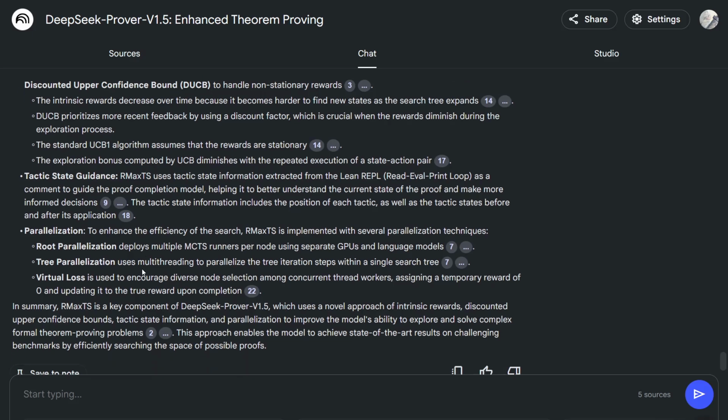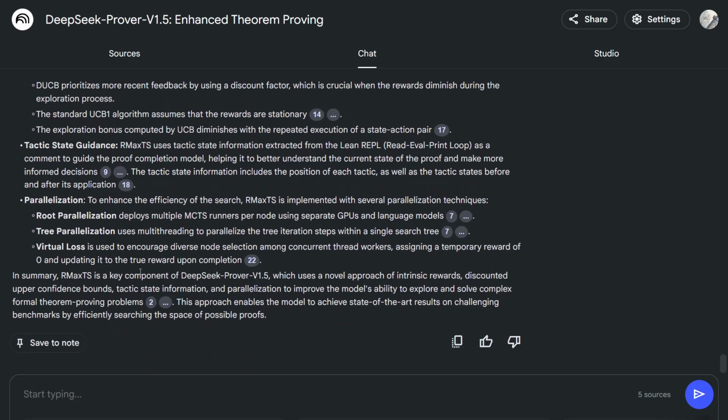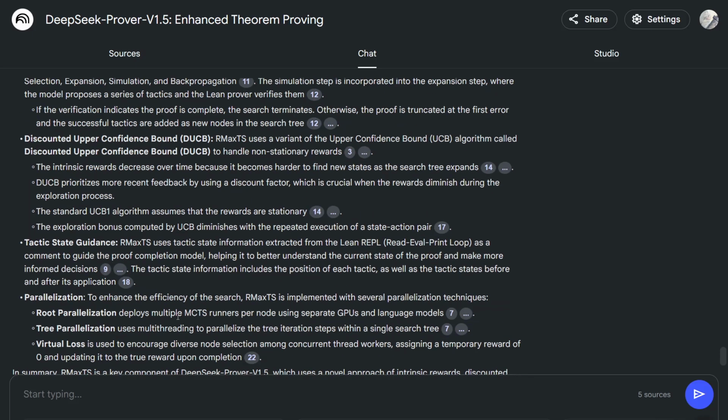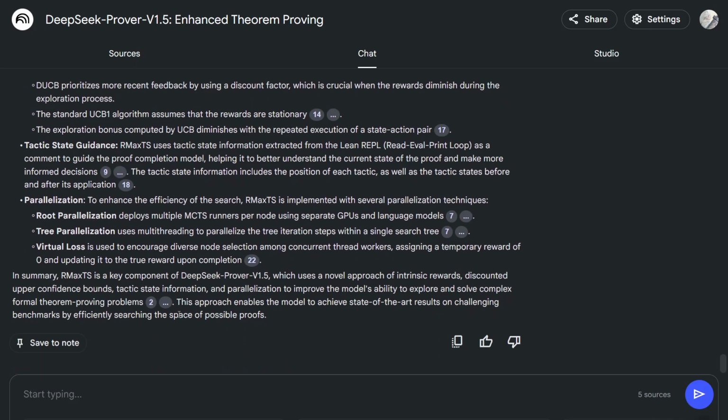Wait, I thought we were talking about how it strikes a balance. What's the catch? It's fantastic at exploring and learning, but it could be more strategic about pruning its search tree, about abandoning paths that are unlikely to work. So it's like a detective who's really good at gathering clues, but maybe not so good at connecting the dots. That's a great analogy, and this is where the concept of a critic model comes in.